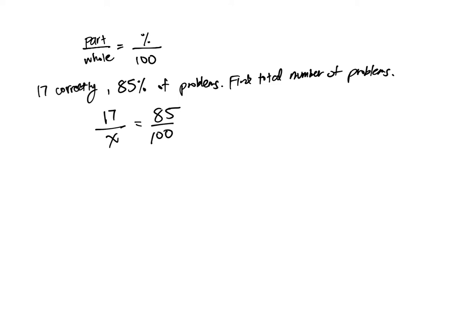Then you can solve this by cross multiplying. So 17 times 100 is going to be 1,700, which is equal to 85x. Dividing by 85, our x is equal to 20. Some people actually like to put b in there for the base, but x is equal to 20, and then we'll just use that to answer the question. So the total number of problems, there are 20 problems.